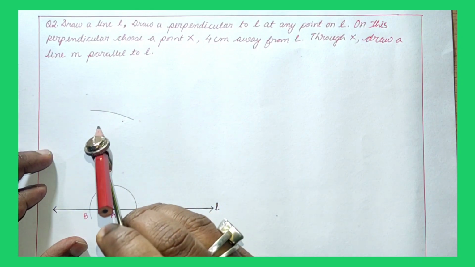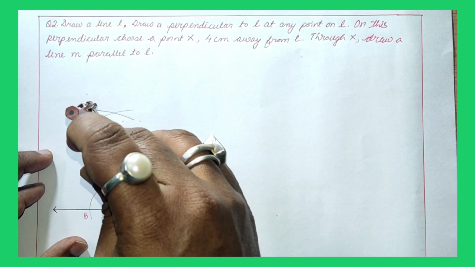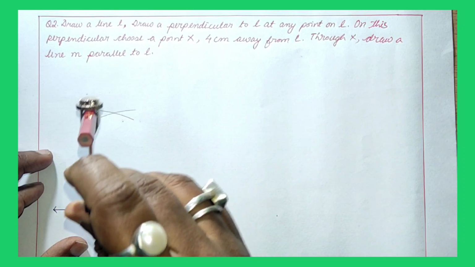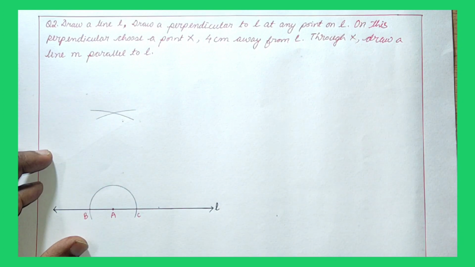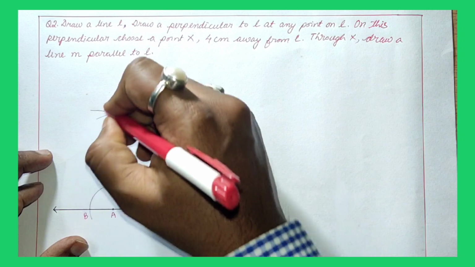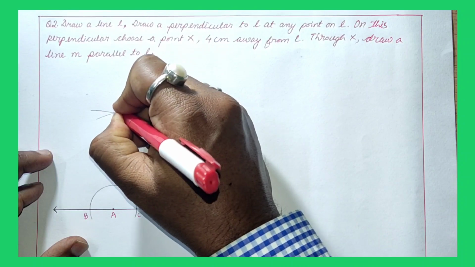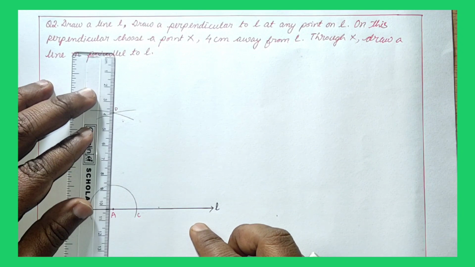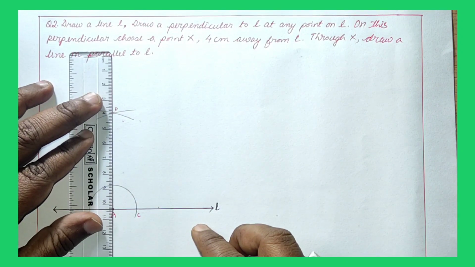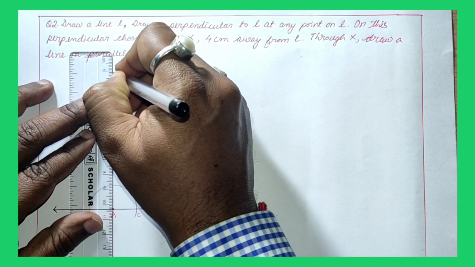and the same I will take from the point C. Whatever I have taken from B, the same I will take from the point C, and they will intersect each other at a point say D. This point I am taking as D. Now I will join the line AD and I'll extend to an unknown length, say Y.